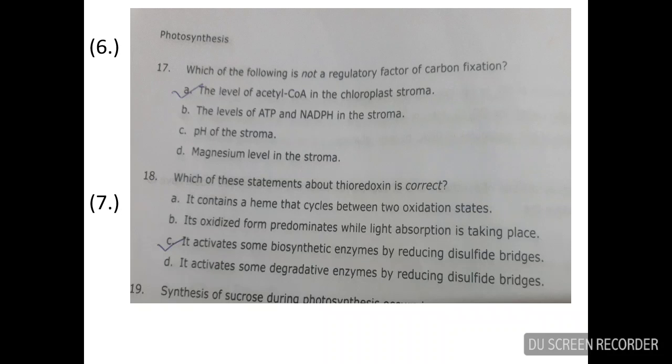Question number 6. Which of the following is not a regulatory factor of carbon fixation? Option A: the level of acetyl coenzyme in the chloroplast stroma. Okay, which of the following is not a regulatory factor of carbon fixation? The level of acetyl coenzyme in the chloroplast stroma. Not option B, the level of ATP and NADPH in the stroma; not option C, pH of the stroma; and not option D, magnesium level in the stroma.